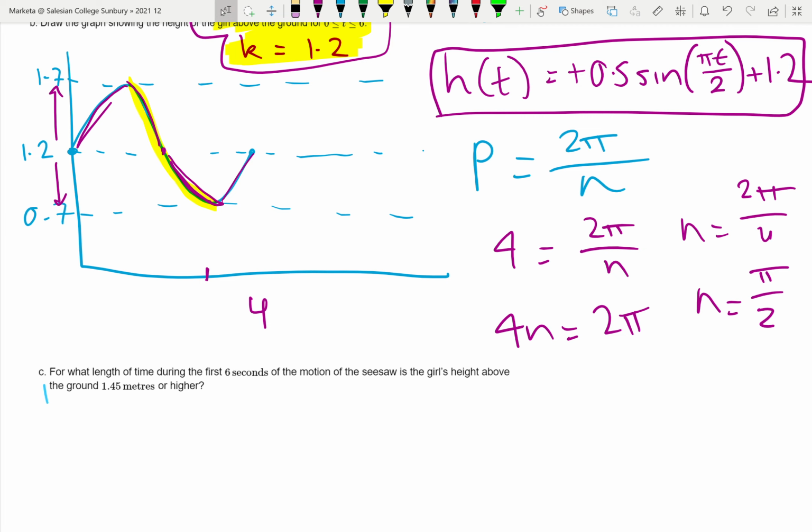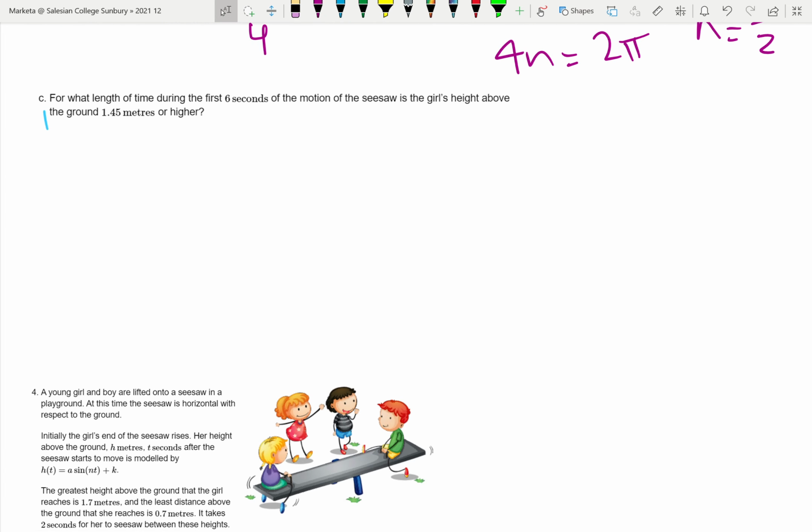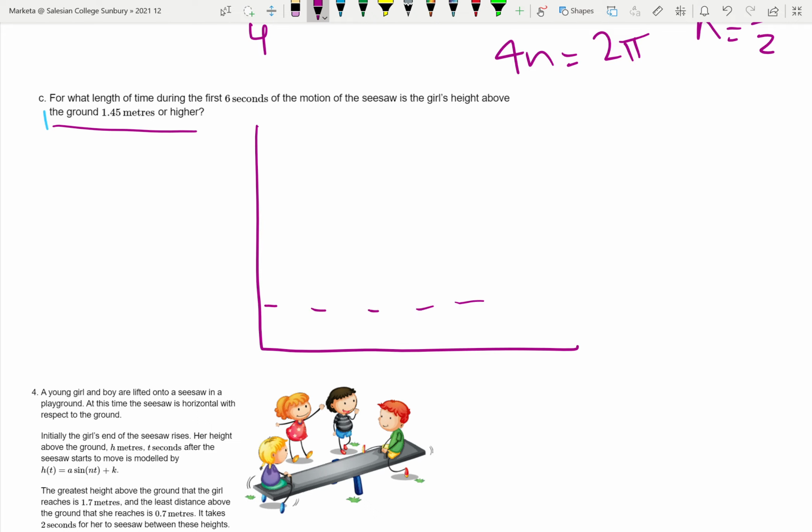Let's see what the next part is. For what length of time during the first 6 seconds of the motion of the seesaw is the girl's height above the ground 1.45 meters or higher? So we've seen quite a few like this, and I'm just going to draw it again so it's clear. So 1.7, 0.7, and 1.2.